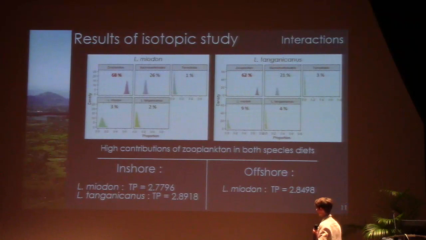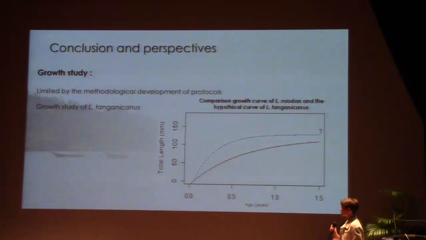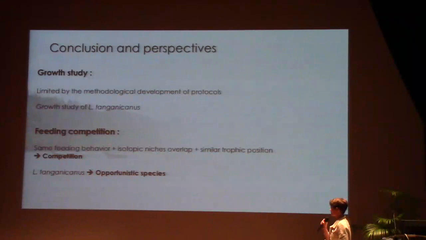To conclude, the study has been limited by the methodological development of protocols and the time-consuming experiments. Soon we will be able to compare the growth of the two species and to know if Lamprichthys has a faster growth than Limnotrissa. In the light of isotopic results, the two species are in competition for trophic resources in inshore water.